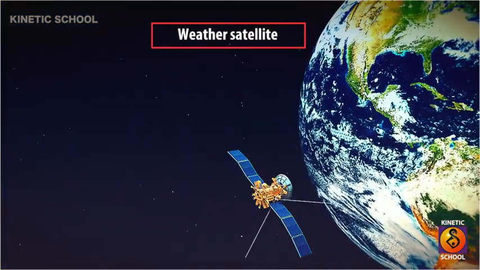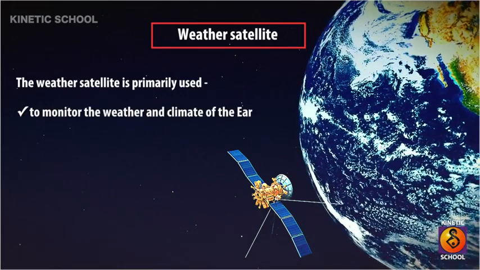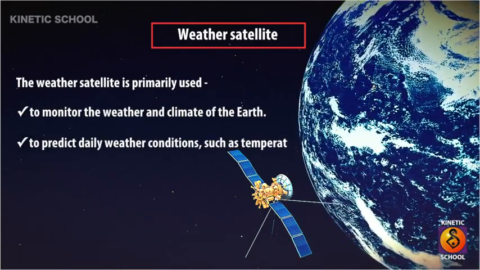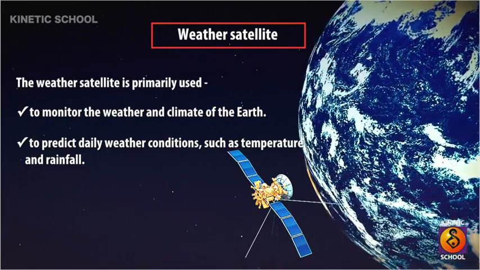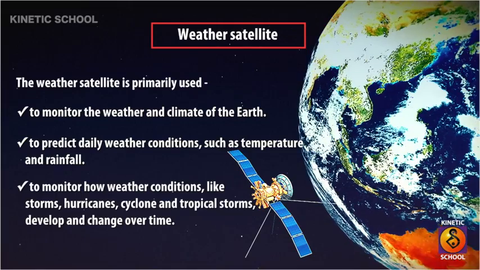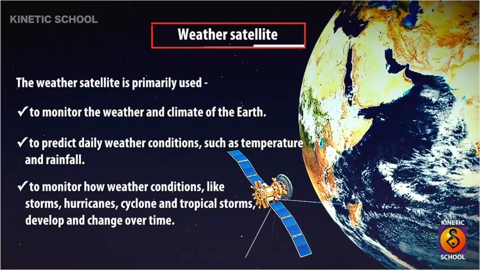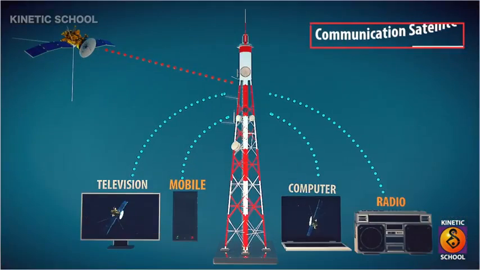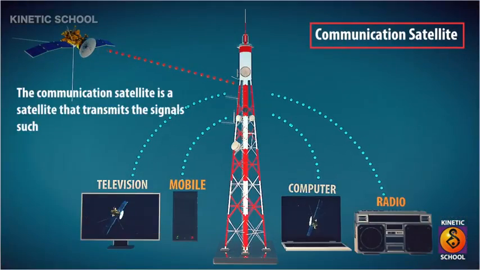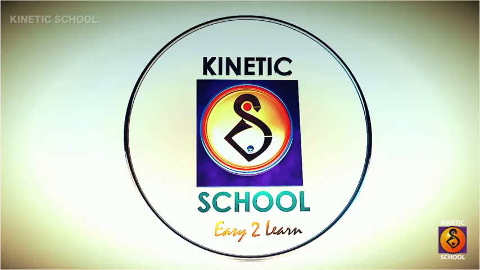Weather satellite. Weather satellites are primarily used to monitor the weather and climate of the Earth, to predict daily weather conditions, such as temperature and rainfall, and to monitor how weather conditions, like storms, hurricanes, cyclones, and tropical storms, develop and change over time. Communications satellite. The communications satellite is a satellite that transmits signals such as telephone, television, radio, and internet signals over long distances.